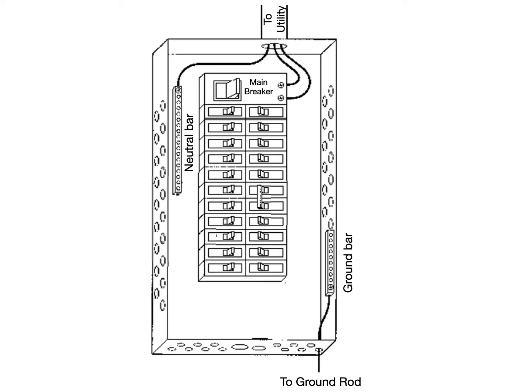This is a sketch of what you will find inside a standard power panel. At the top, in most instances, is the main breaker. The 2 hot wires from the utility will be connected here. The neutral from the utility is connected to a neutral bar, which can be located on either side, and sometimes on both sides of the panel. The ground bar, which receives all of the ground wires, is located on either side of the power panel and can be identified by its connection to the ground rod.